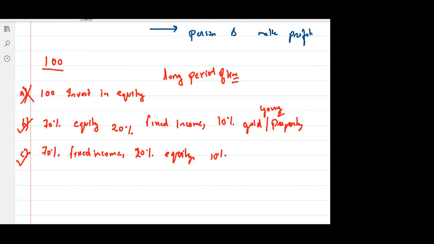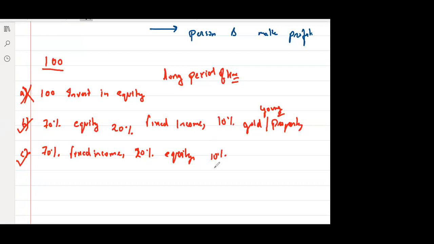Yes or no, right? For example, suppose you start saving when you go to college. So you will have around 30 years to invest. Yes or no? You will have 30 years to invest till you retire. If you start investing at the age of 18 years, you can save for 30 to 40 years, right? Okay.